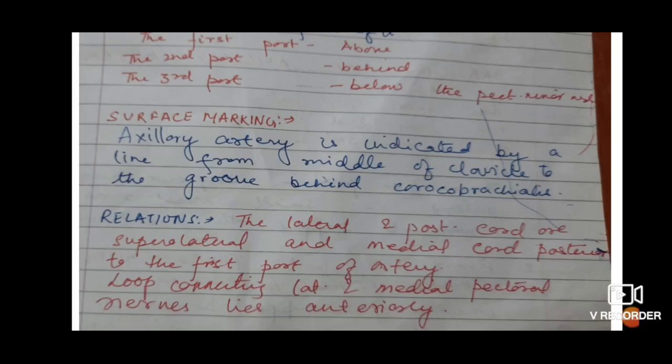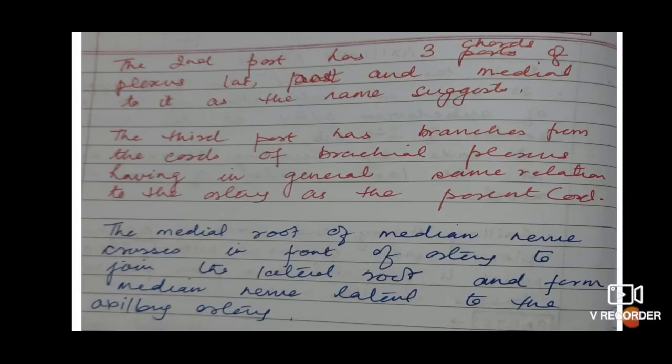Relations. The lateral and posterior cord are superior lateral and the medial cord posterior to the first part of the axillary artery. Loop connecting lateral and medial pectoral nerves lies anteriorly. The second part has the three cords of plexus, lateral, posterior and medial to it, as the name suggests.